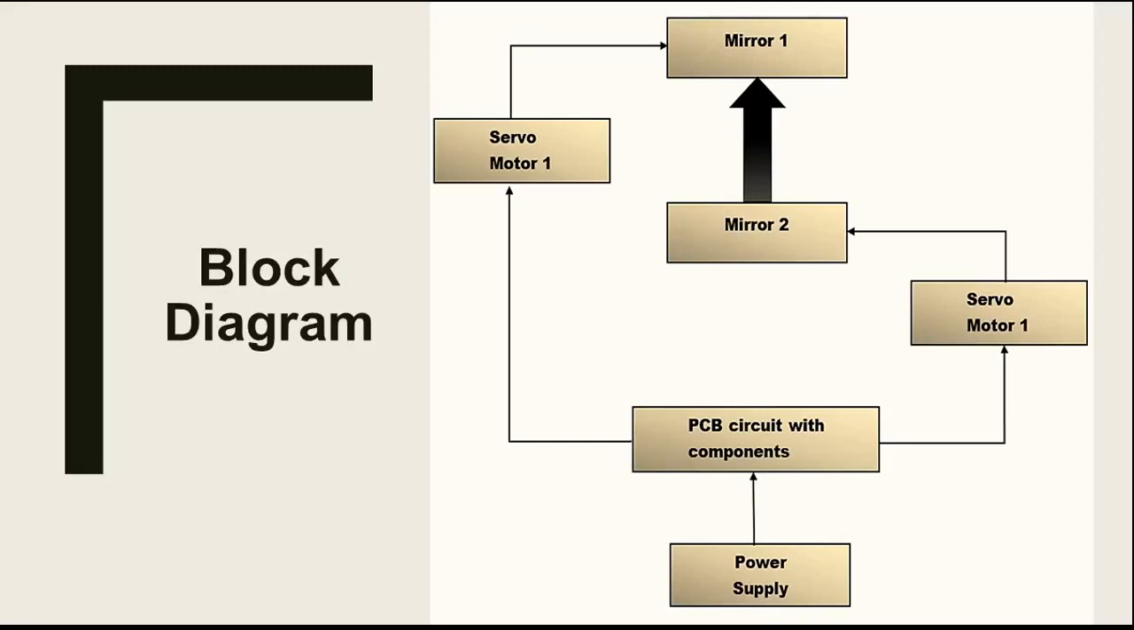This is the block diagram of our project. We have used two mirrors, and servo motor 1 is used to rotate mirror 1 and servo motor 2 is used to rotate mirror 2. We have a PCB circuit with ICs, resistors, capacitors and other components on it, and the servo motors are also attached to the PCB circuit. The power supply is connected to the PCB circuit to provide power to the circuit, so that the circuit will supply power to the servo motors and the servo motors will rotate the mirrors.